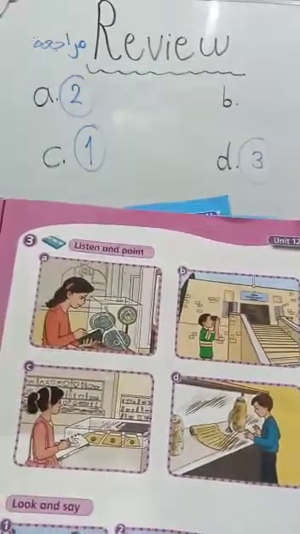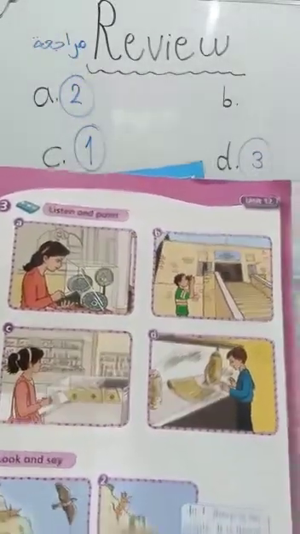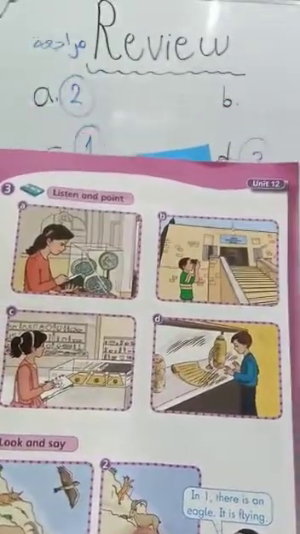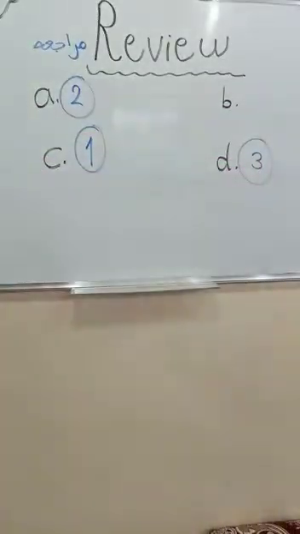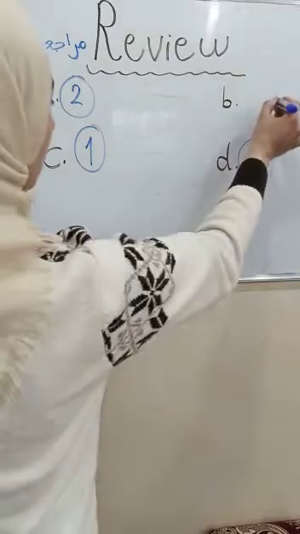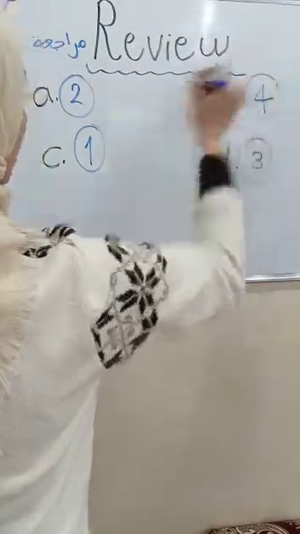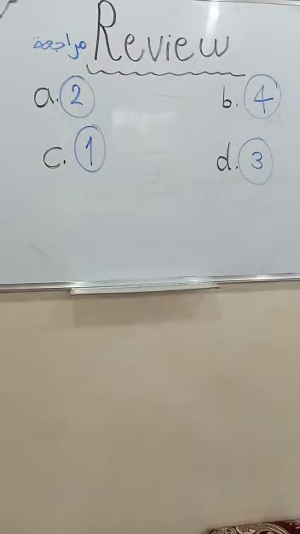What's Jaber doing? Is he taking a photo? Yes, he is. He's taking a photo of the museum. So we are talking about picture B. So write number 4 next to picture B. Okay?